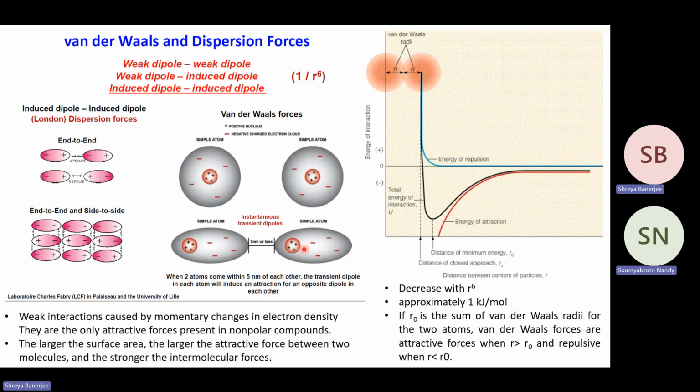Now, van der Waals forces are very weak. They are proportional to 1 by r to the power 6. As you can see, here there is a plot where the x-axis shows the distance between atoms, and the y-axis shows the energy. As the two atoms come close together, there is a certain point beyond which the energy is stabilizing. So there is a stabilizing van der Waals force acting between the atoms.